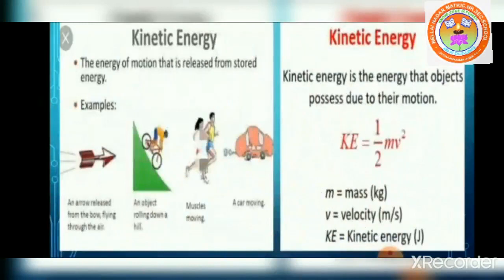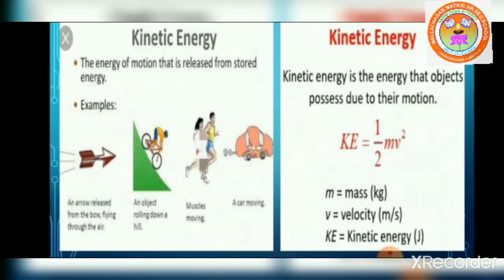First of all, we are going to see what kinetic energy is. The energy of motion that is released from stored energy. Example, an arrow released from the bow flying through the air, an object rolling down a hill, muscle moving, a car moving. These are the examples of kinetic energy.